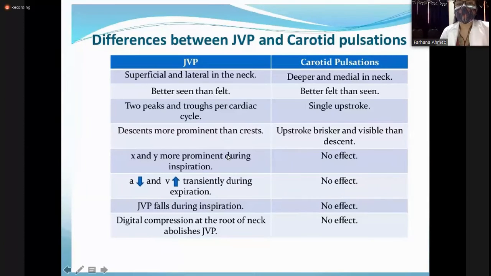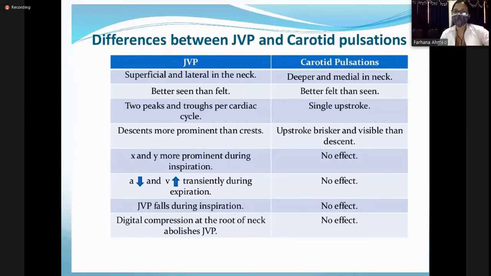Now, how do we differentiate jugular venous pulsation from carotid pulsation, as the two structures lie very approximate? Jugular venous pressure is superficial and lateral in the neck, whereas carotid pulsation is deeper and medial in the neck. Jugular venous pressure is better seen than felt, but carotid pulsation is better felt than seen.